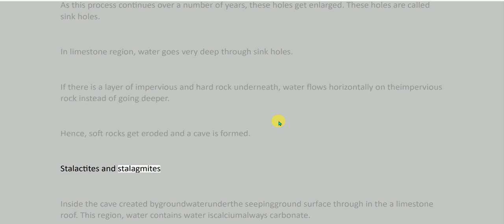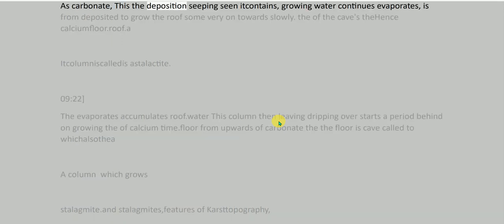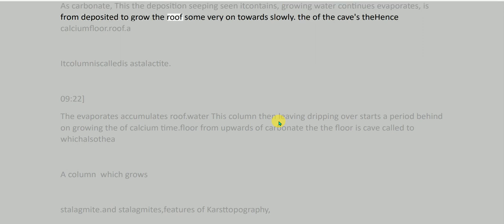Stalactites and stalagmites inside the cave are created by groundwater. In this region, water seeping through the limestone roof contains calcium carbonate. As the water evaporates, the calcium carbonate it contains is deposited on the roof and continues to grow slowly towards the floor of the cave. This column growing from the roof is called a stalactite.